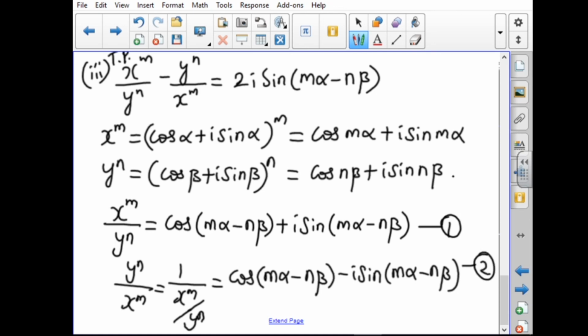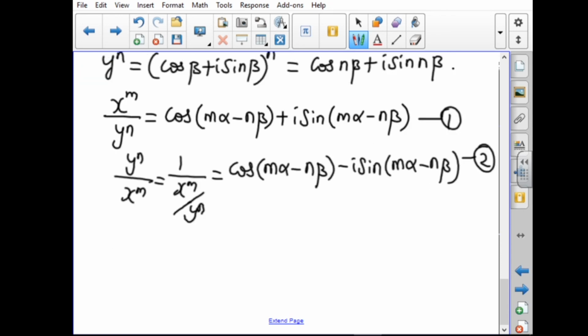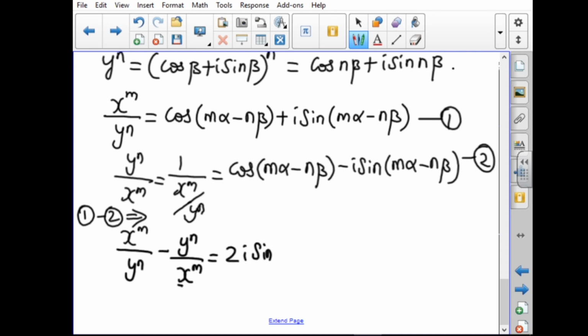Now we have to subtract the two equations. Subtracting means cos will get cancelled and we add sine. So by subtracting the two equations, 1 minus 2 implies x power m by y power n minus y power n by x power m is equal to 2i sine of m alpha minus n beta. So this is proved for subdivision 3.